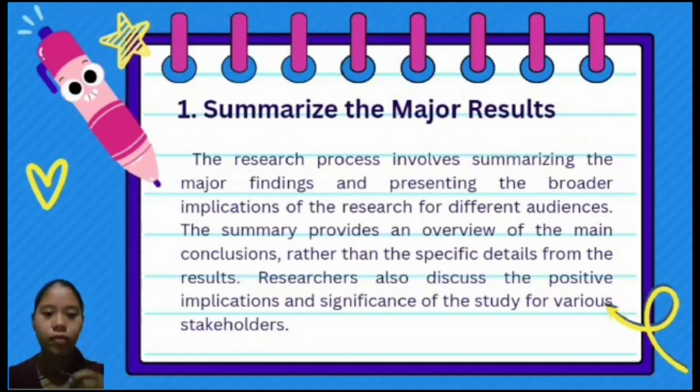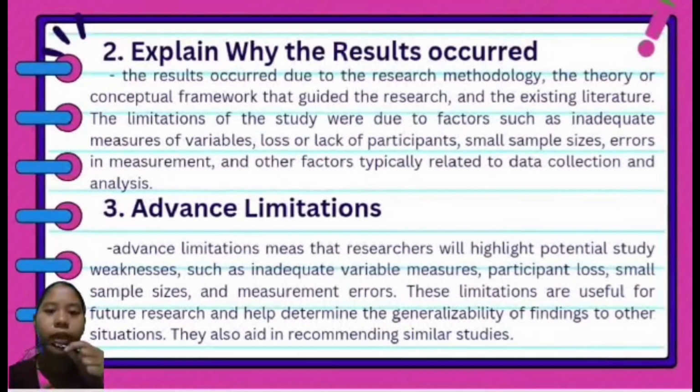The second one is explain why the results occurred. The results occur due to the research methodology, the theory or conceptual framework that guided the research, and the existing literature. The limitations of the study were due to factors such as inadequate measures of variables, loss or lack of participants, small sample sizes, errors in measurement, and other factors typically related to the data collection and analysis.